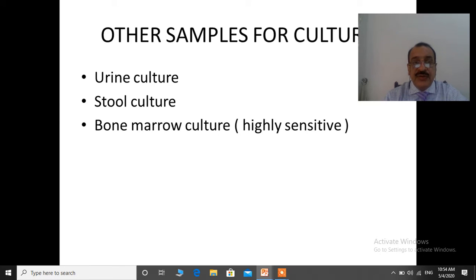The other samples for cultures include urine culture and stool culture, which may be positive in the second week of illness. And of course, the bone marrow culture. Bone marrow culture is a very sensitive test for the detection of Salmonella typhi, but as it is an invasive test, it is not generally performed in the laboratory.